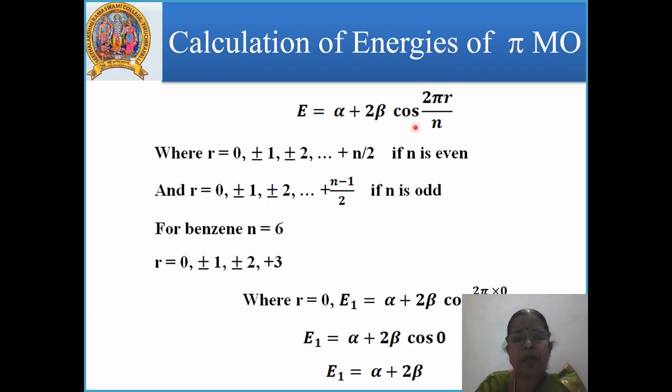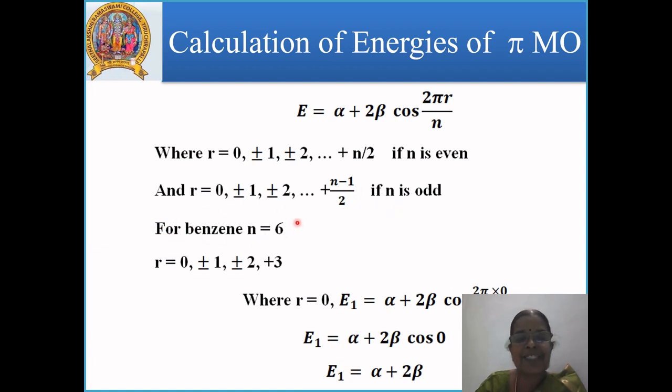The energy of the pi molecular orbitals of aromatic compounds can be calculated using the formula E equals alpha plus 2 beta cos 2 pi r by n. Possible values of r are 0, plus or minus 1, plus or minus 2, up to plus n by 2 if n is even, and r equals 0, plus or minus 1, plus or minus 2, up to plus or minus n minus 1 by 2 if n is odd.